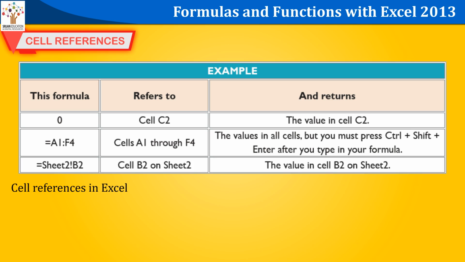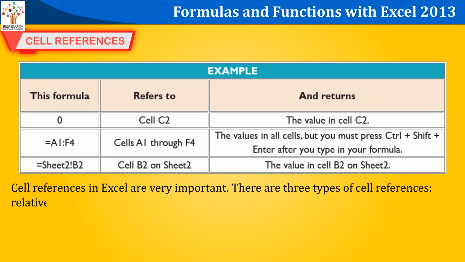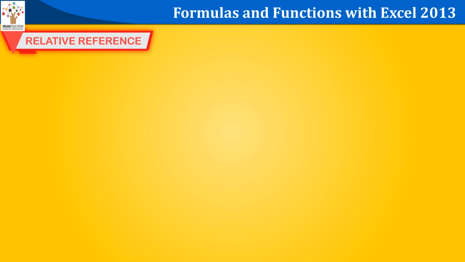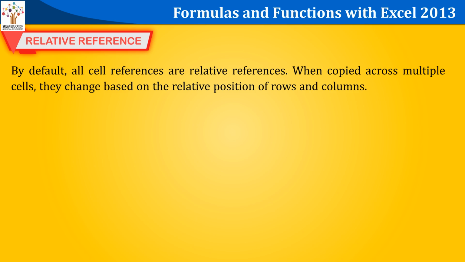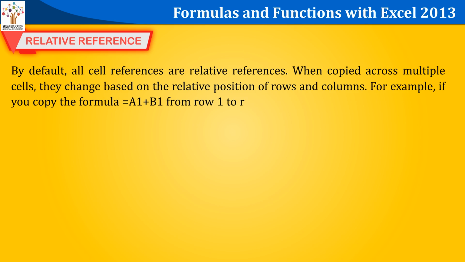Cell references in Excel are very important. There are 3 types of cell references: relative, absolute, and mixed reference. Relative reference. By default, all cell references are relative references. When copied across multiple cells, they change based on the relative position of rows and columns. For example, if you copy the formula equal to A1 plus B1 from row 1 to row 2, the formula will become equal to A2 plus B2.